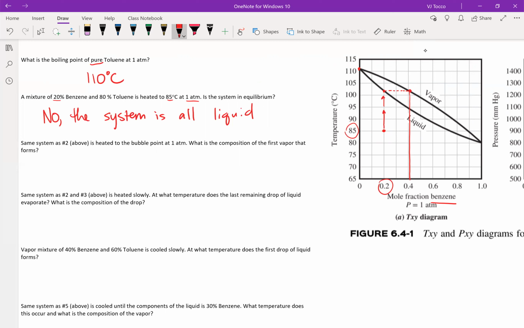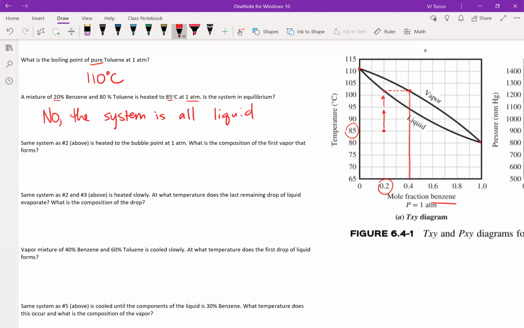Well, once again, if you get confused about which one that is, or if you don't like to memorize things, you can always look at it as which component is more volatile. And by looking at the pure component boiling point, we already answered for toluene. For benzene, it would be about 80 degrees Celsius. So benzene has the lower boiling point, and therefore benzene is going to be more volatile.